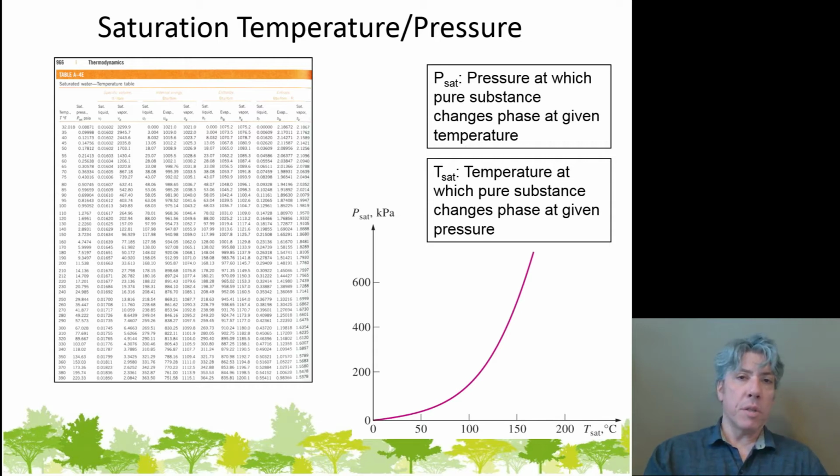So saturation temperature and pressure is nothing more than just the pair that go together that represent when the substance boils. That's all it really is when it phase changes. Okay.